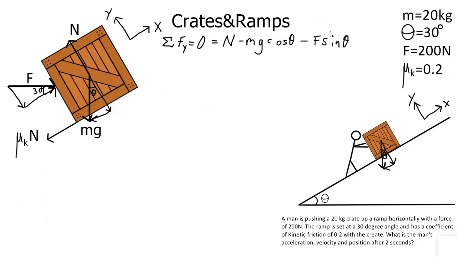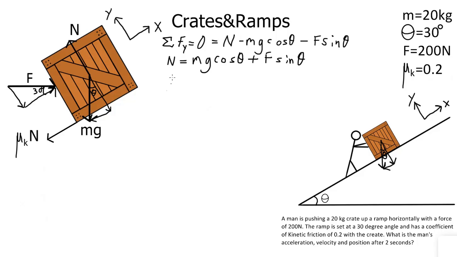So now that we have this all set up, we can essentially solve for what N is, and it's going to equal basically mg cosine theta. Write that a little bit better. Cosine theta. And then we're going to have plus F sine of theta then.